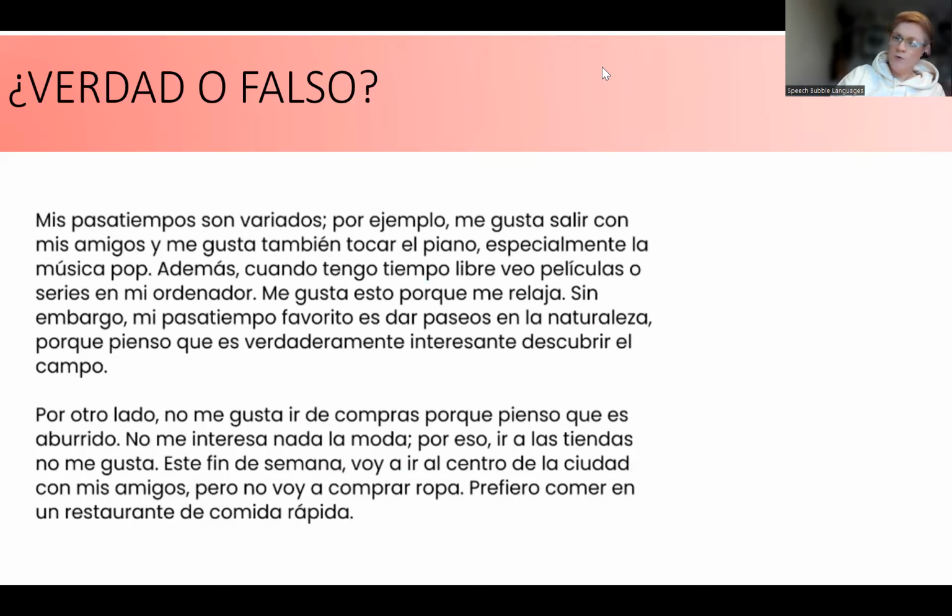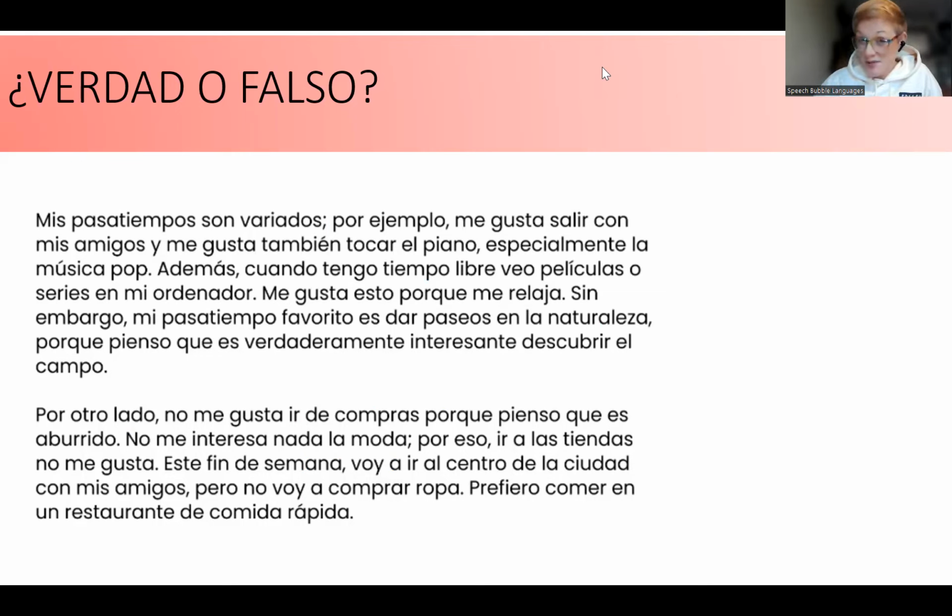Por otro lado, no me gusta ir de compras porque pienso que es aburrido. No me interesa nada la moda. Por eso ir a las tiendas no me gusta. Este fin de semana voy a ir al centro de la ciudad con mis amigos, pero no voy a comprar ropa. Prefiero comer en un restaurante de comida rápida.